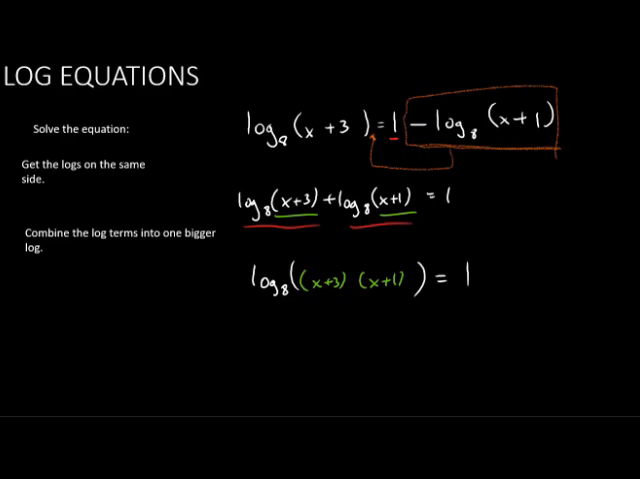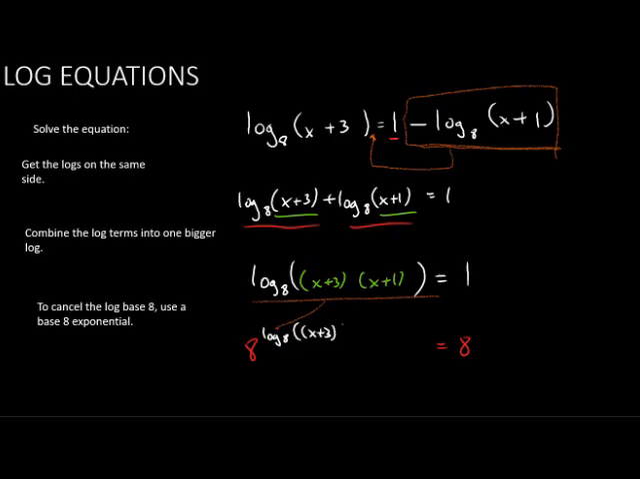Now, since we have a log base 8, we can use a base 8 exponential to cancel it. Therefore, we will write an 8 on both the left and the right. We'll put this big log term as the exponent to that 8 on the left. We now have log base 8 of x plus 3 times x plus 1. And on the right, we'll have 8 raised to the first power.